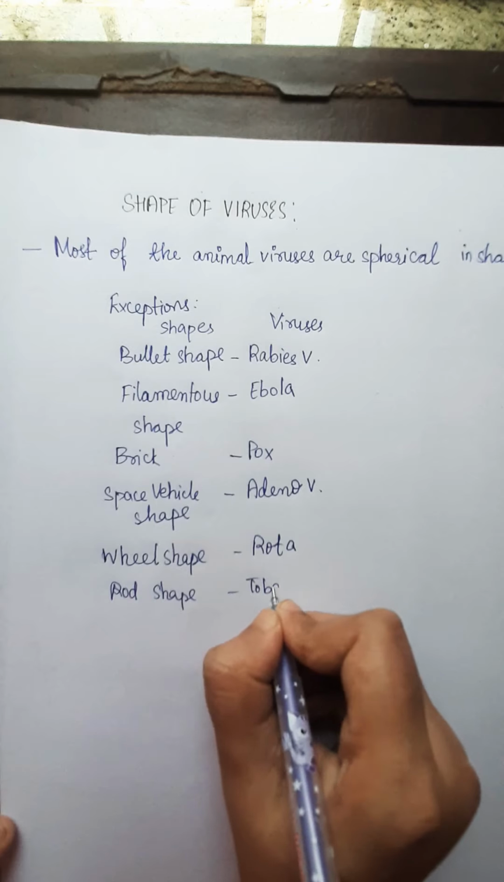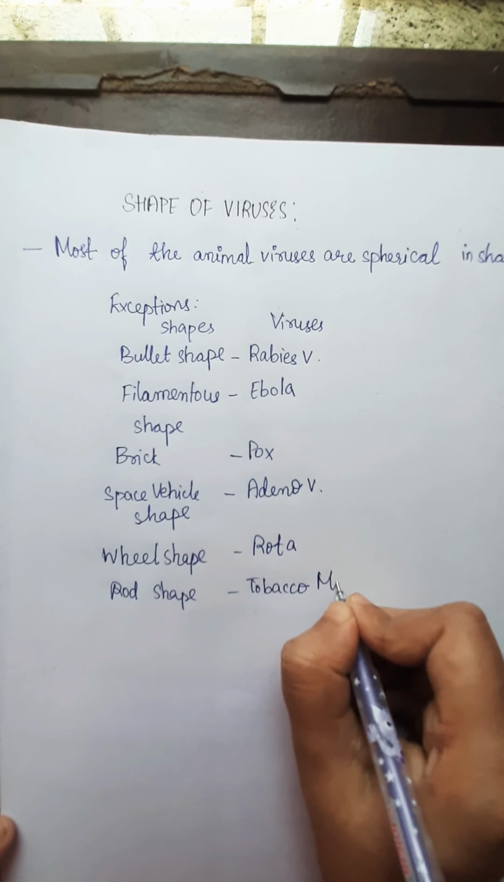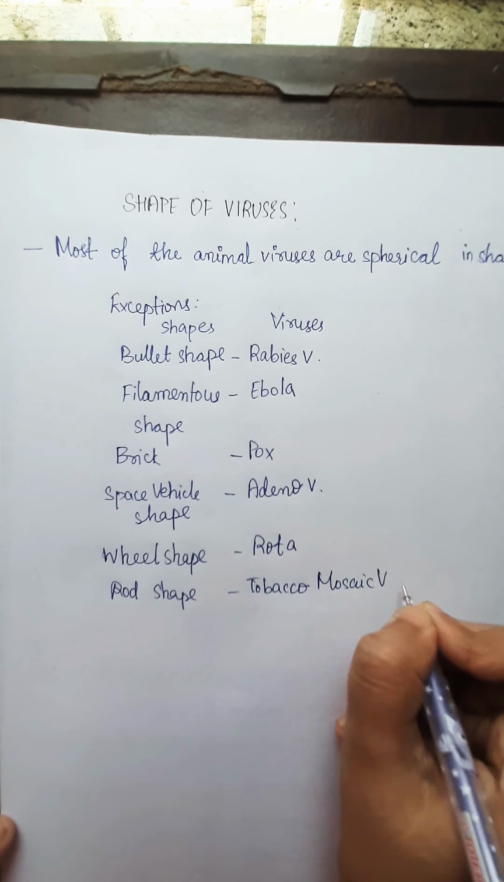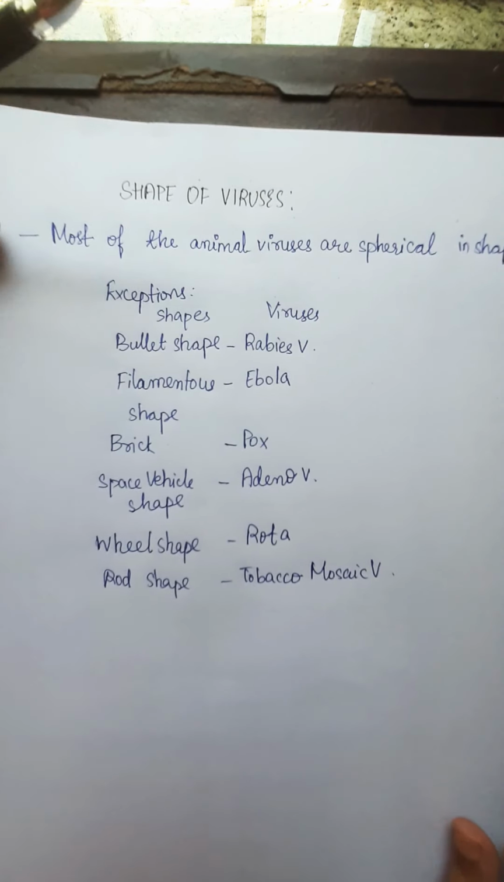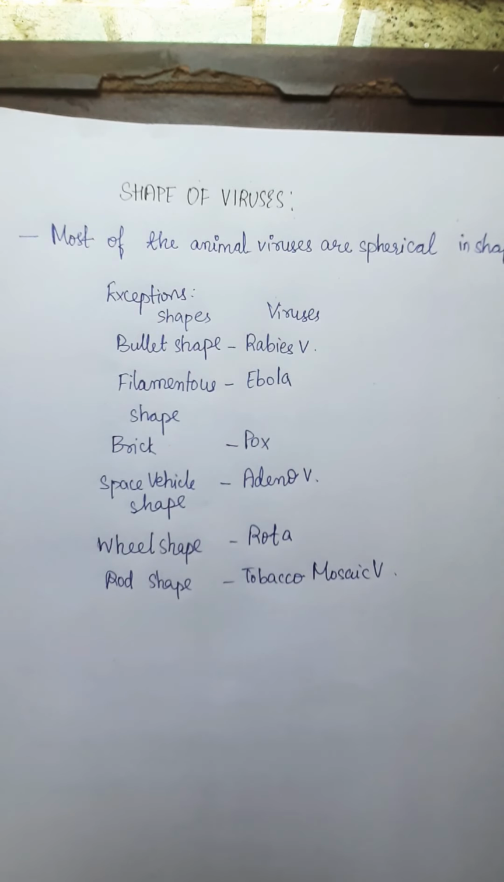Tobacco mosaic virus. So, bullet shape, rabies virus. Filamentous shape, Ebola virus. Brick shape, pox virus. Space vehicle shape, adenovirus. Wheel shape, rotavirus. And rod shape, tobacco mosaic virus.